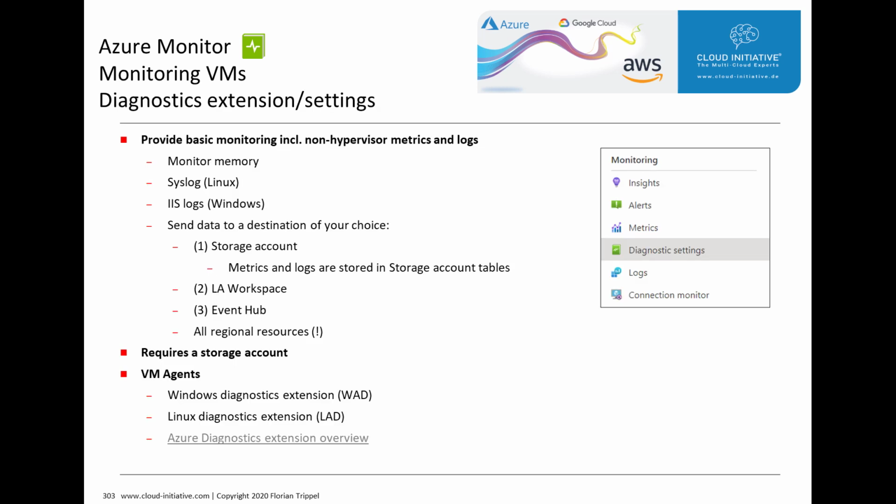Second, we have the Diagnostics extension. You use it to stream predefined OS-level logs and metrics to one or more of the following: a storage account, an event hub, or a Log Analytics Workspace. You would use the Diagnostics extension when you require OS-level metrics such as memory, which is a non-hypervisor level metric. The Diagnostics extension uses two agents to do its job: the Windows Diagnostics extension, or WAD, and the Linux Diagnostics extension, or LAD.